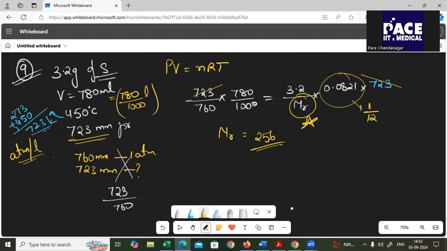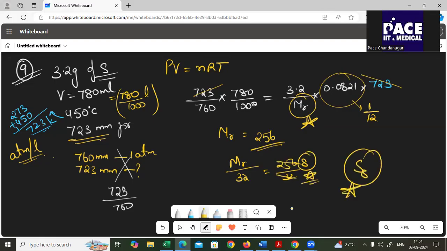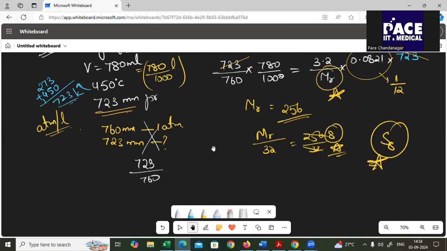Now the molecular formula for it is molar mass by the atomicity, right? Or molar mass by each atom mass. Molar mass by 32, that is 256 by 32, somewhere around 8. So the sulfur molecular formula is S8, that is the molecule of sulfur. That is what we can go with. And then moving on with question number 10.